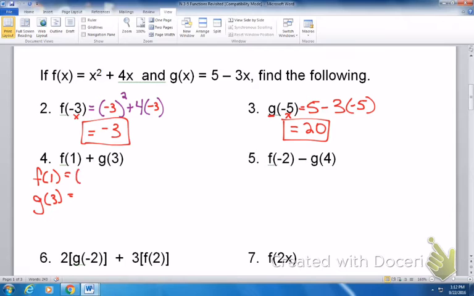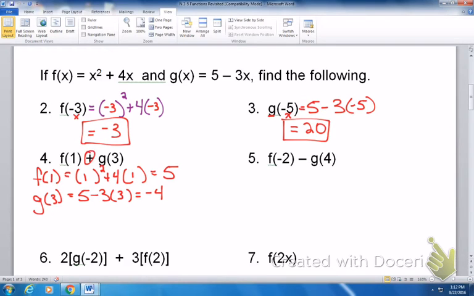So the first one, I have open parentheses, close parentheses squared, plus 4 times open parentheses, and I'm going to put a 1 into both. Well, 1 squared is 1, 4 times 1 is 4, so the answer I got is 5. G of 3. I have to use my g of x equation, so 5 minus 3 times parentheses, and I put in another 3, which ends up really being 5 minus 9, which is -4.